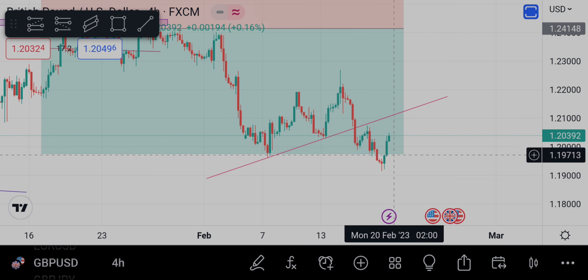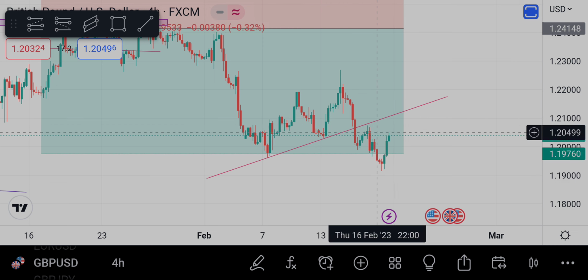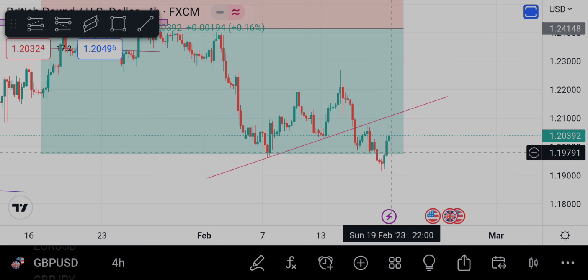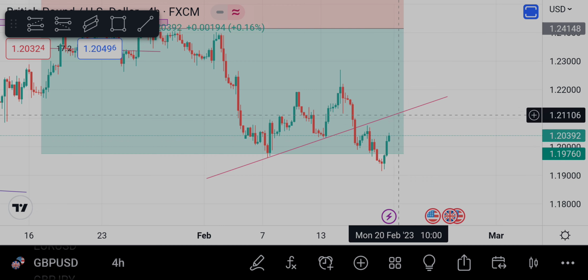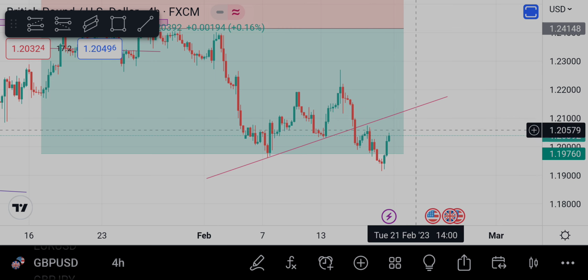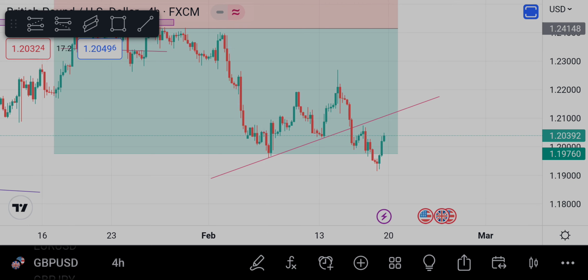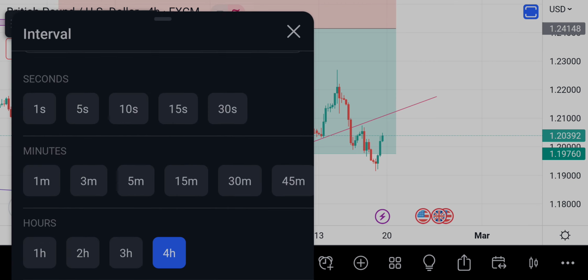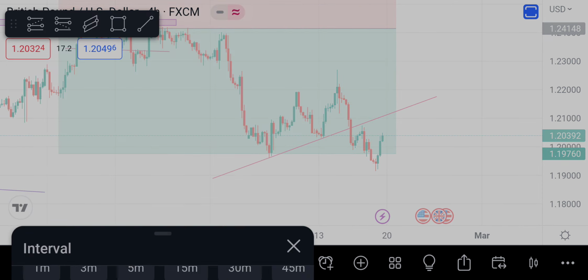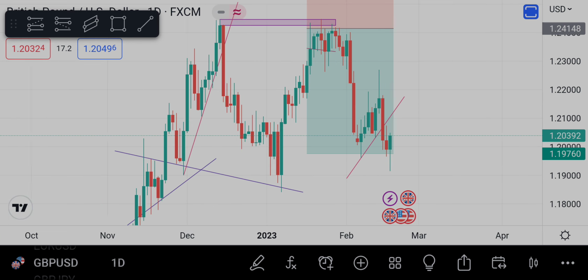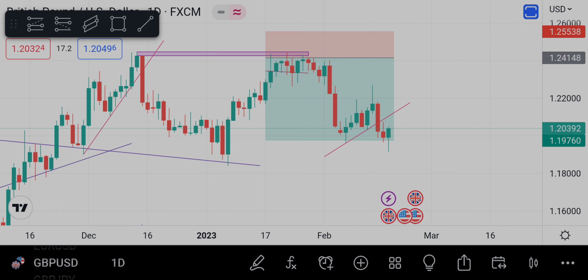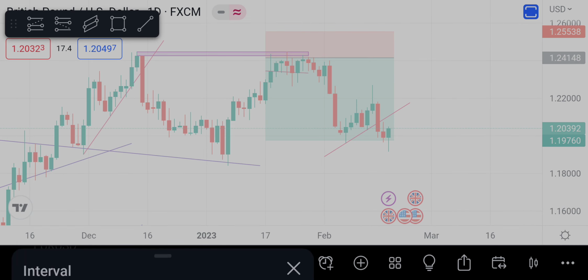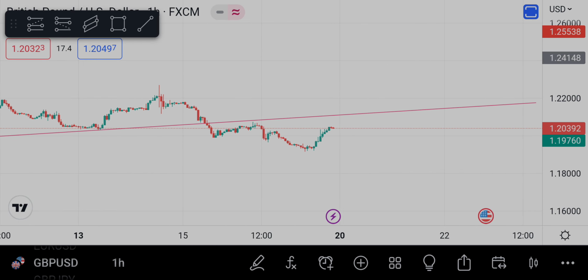Now all this bullish candle that is forming, it is just coming to retest this point, this line. I'm very sure when it touches this line, it's going to fall back. So let's see how it goes. If I look at the daily time frame, you can see. So let's just see how it goes for GBP USD.